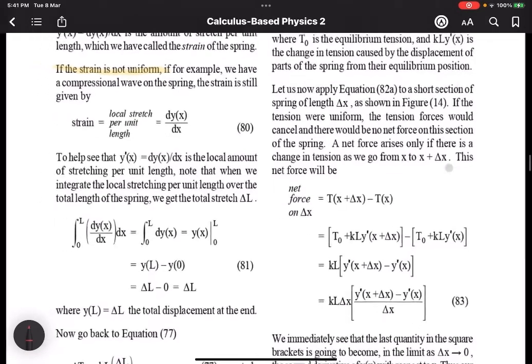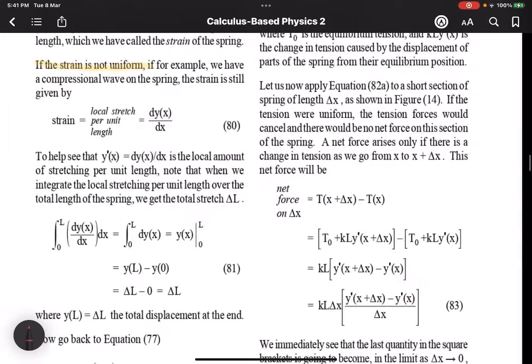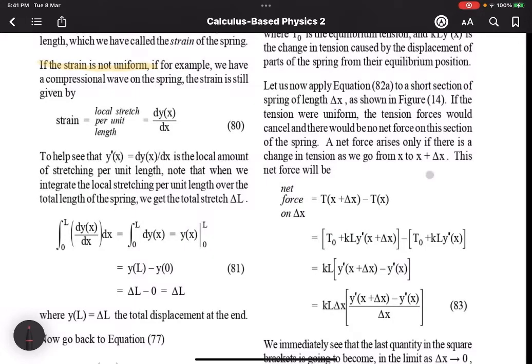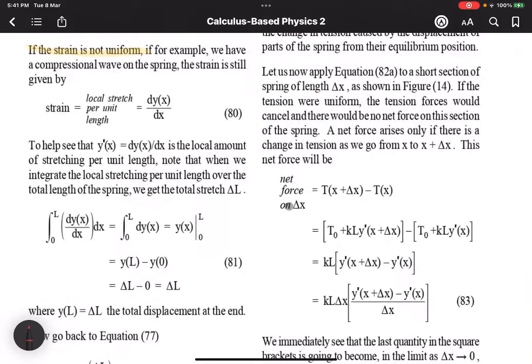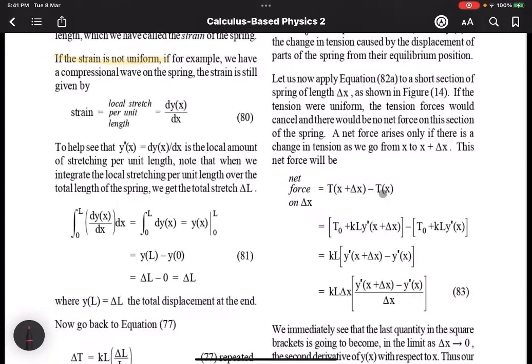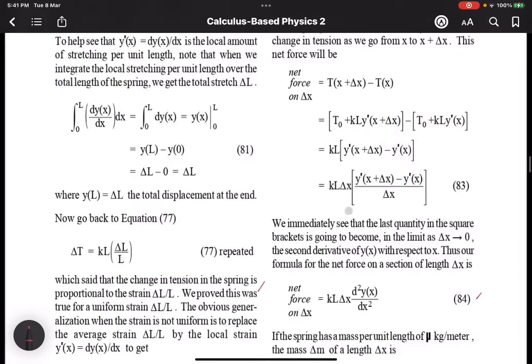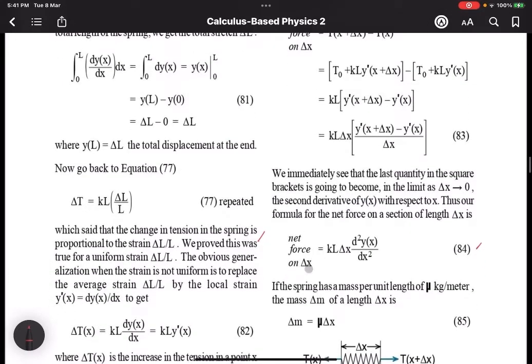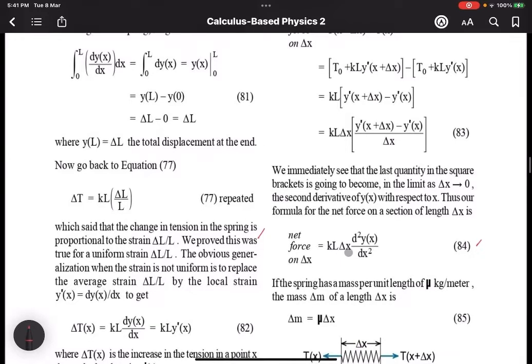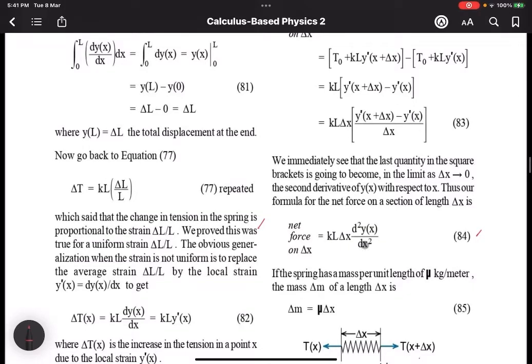So, ibig sabihin, nag-change ng location yung dulo ng spring or yung hand gumalaw, then it will produce a net force on the change in X, which is equal to the tension times X plus the change in X minus the original position of the tension X. Okay? We will have the following net force on the change in X is equal to KL change in X times, ito na yung wave, no? Ito na yung change in the tension. Okay? Change in location.